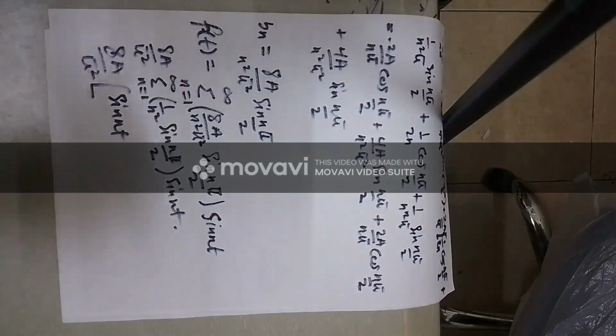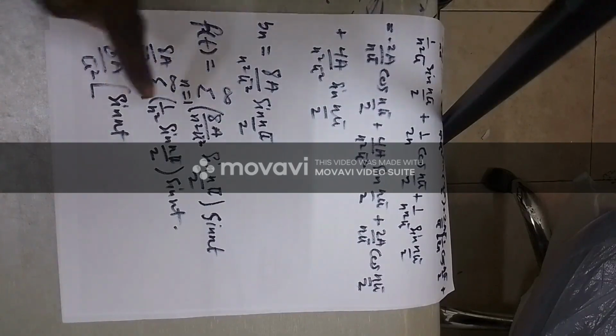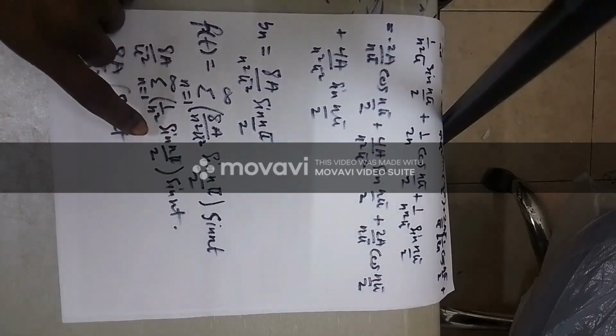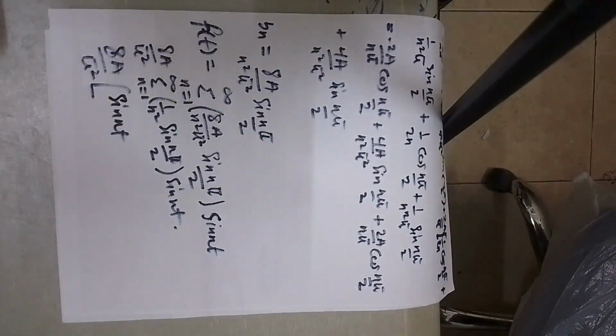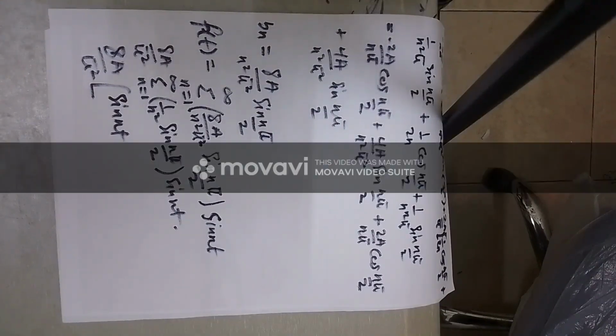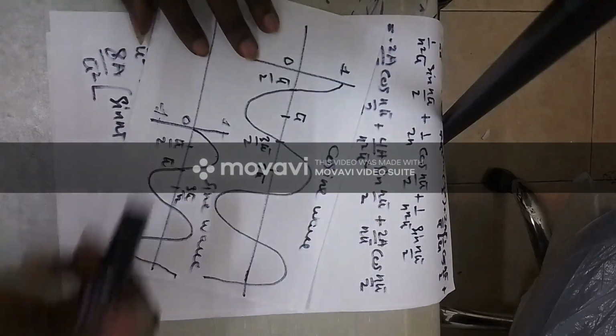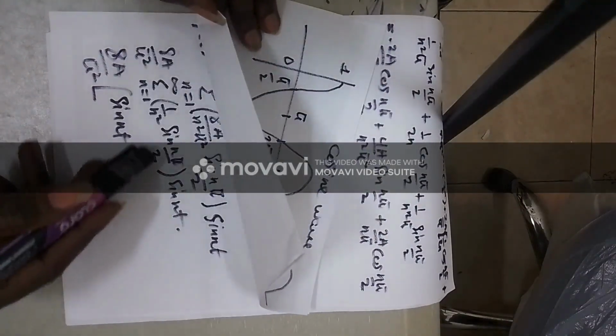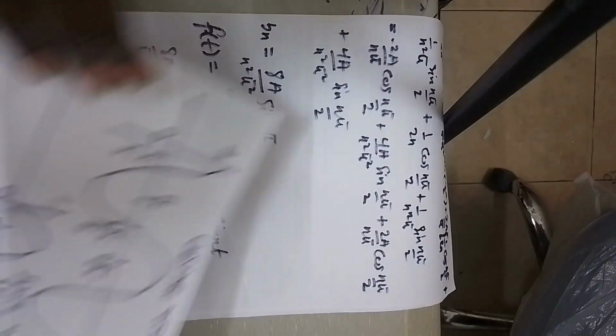Now let me put in 2. If I put in 2, I'll have sine 2 pi over 2. Sine 2 pi over 2 is basically sine pi, and the value of sine pi is 0. So that means that the whole of this one becomes 0. Let me put in 3.